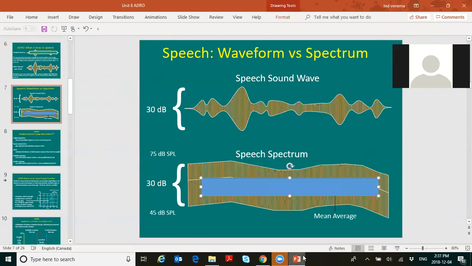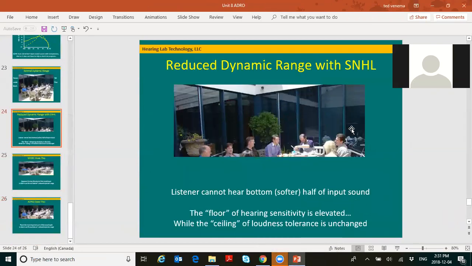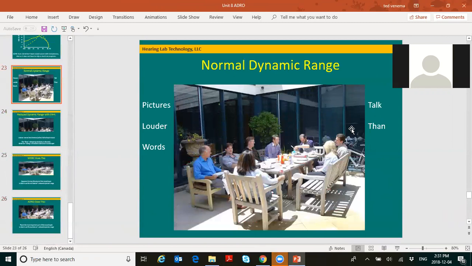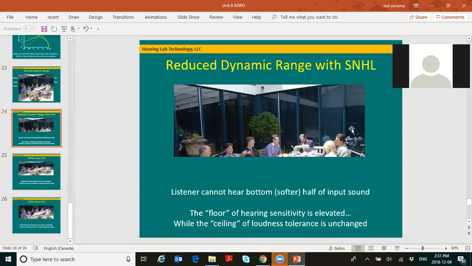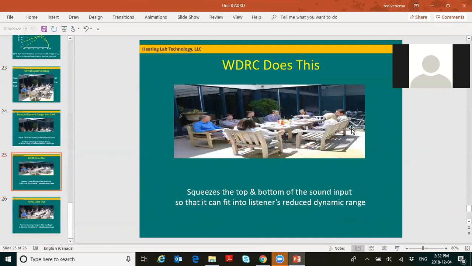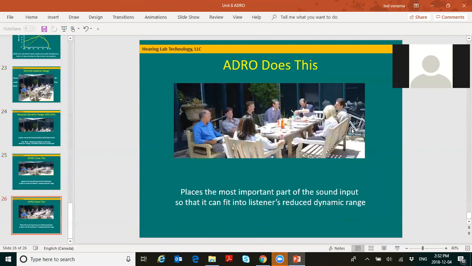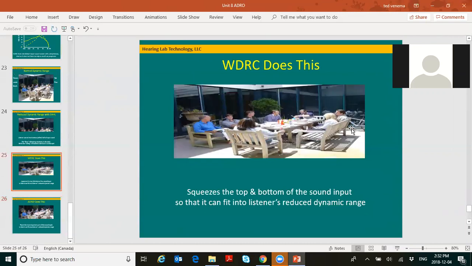Okay? And in so doing, instead of, you've got this, this is normal range of a listener. This is the dynamic range of the person with sensory neural loss. WDRC does this, distorting the picture. But because ADRO focuses on giving linear gain to the middle parts of the input speech, we've done this. We've left the clarity there, the peak to valley contrasts are there, but what you've done is you've not distorted the picture. Unlike this, you got this.